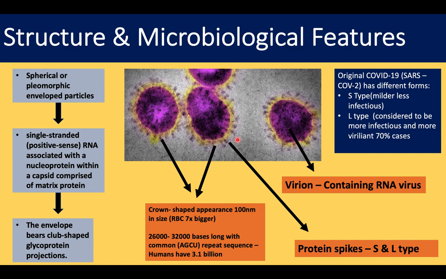Now, can a coronavirus have both S and L type? We're not sure as of yet, but it probably can. So the vaccination companies around the world, as well as pharmaceutical companies, are trying to develop one vaccine which is effective against both the S and L type.